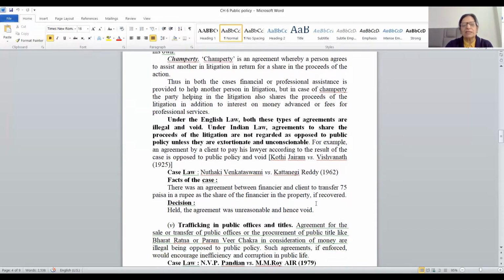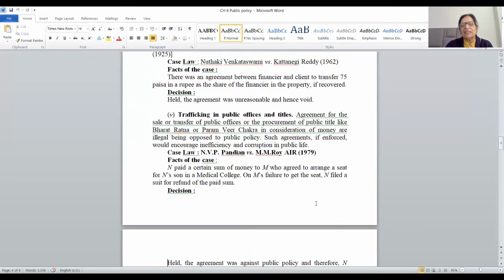Coming to the next point, which is trafficking in public offices and titles. What is the meaning of the term trafficking? It means sale or purchase. An agreement for the sale or transfer of public offices, or procurement of a public title like Bharat Ratna, Param Vir Chakra, or any public post, manager or CEO, just for consideration, is against the interest of the public. A person cannot get the Bharat Ratna just by paying money. So such agreements, if enforced, would encourage inefficiency and corruption in public life.